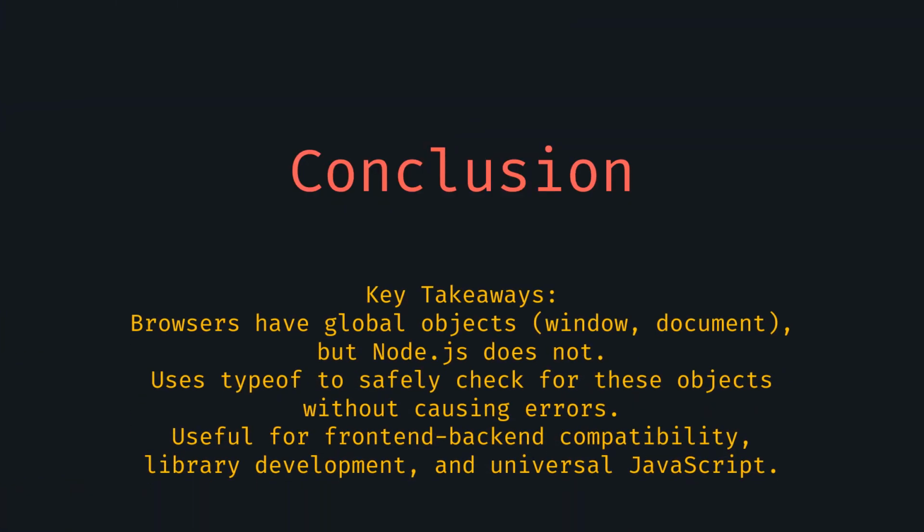This wraps up our lesson. We've learned how to detect if JavaScript is running inside a browser to prevent errors in server environments. This method is essential for developing universal JavaScript applications and libraries. Try using it in your projects.